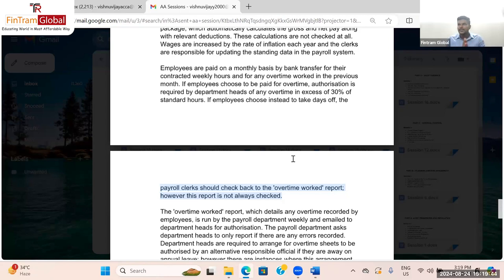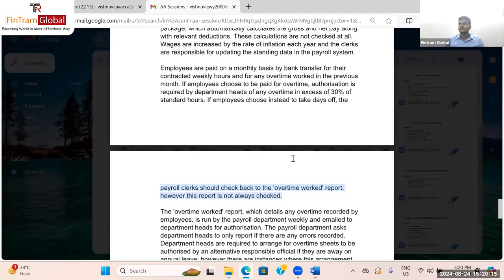Okay, so as you said, if they are claiming, let's say, overtime payment, then there would be unnecessary payments. But if they're taking time off, again, there would be unnecessary time taken off by the employees. Okay, that would be the impact. Now, so that's the first step. You have to identify the issue, identify the control deficiency, and explain the impact on the business. Okay. Now, secondly, you have to recommend the control as well.